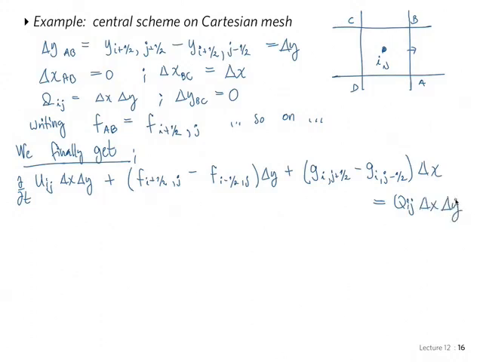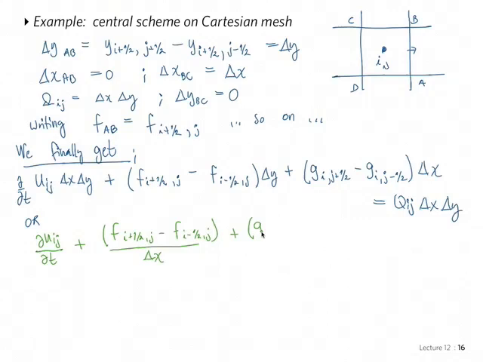So now we can divide by delta x and delta y and obtain du ij dt plus f I plus 1/2 comma j minus f I minus 1/2 comma j, divided by delta x, plus g I j plus 1/2 minus g I j minus 1/2, divided by delta y equals q ij, which is interesting because this looks identical to a central difference formula.